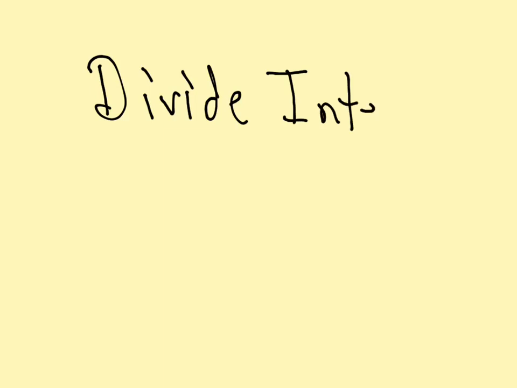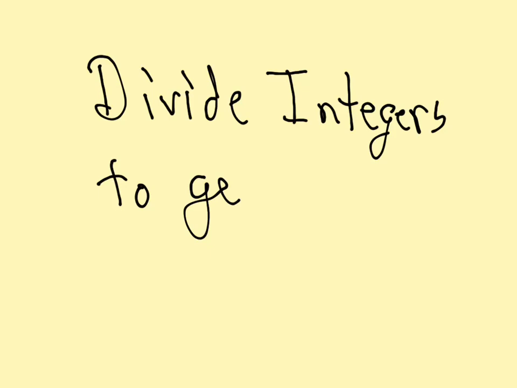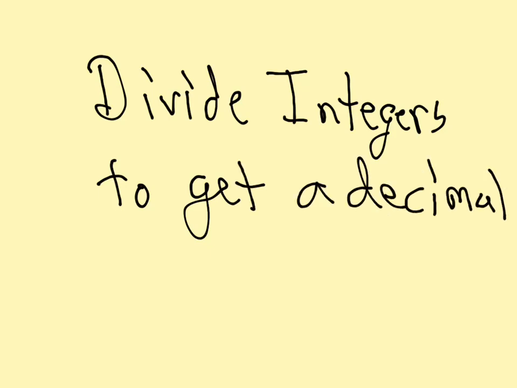Now what if we want to divide integers to get a decimal? Well, it's the same thing as dividing a decimal by a decimal, except we're just going to start with two integers and get a decimal. Let's take a look. And really, it is exactly the same thing, exactly step for step, as turning a fraction into a decimal. So let's take a look.